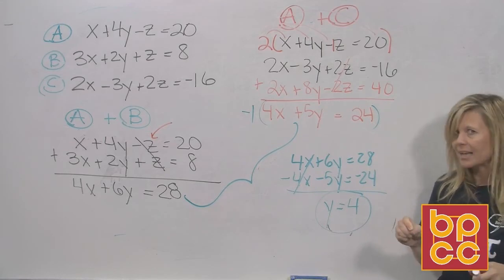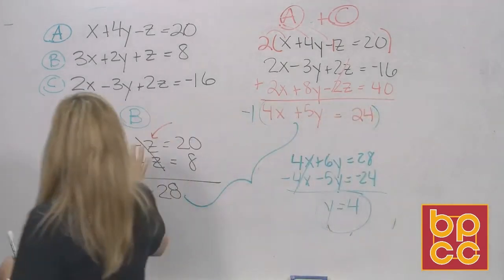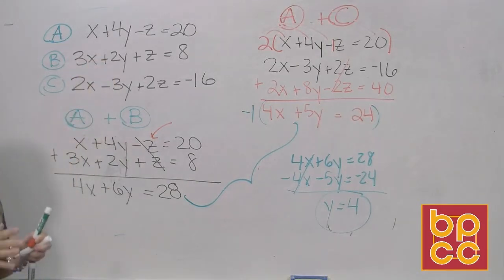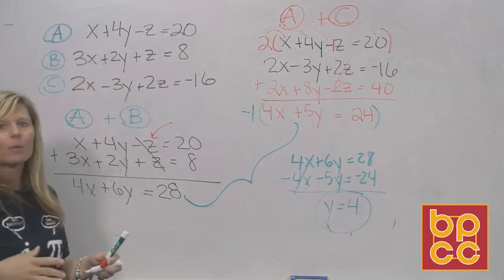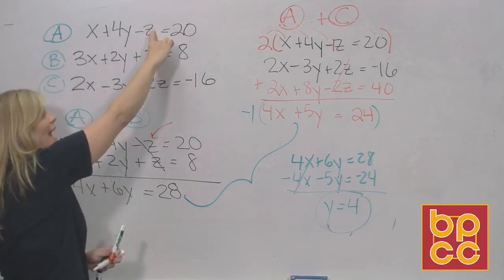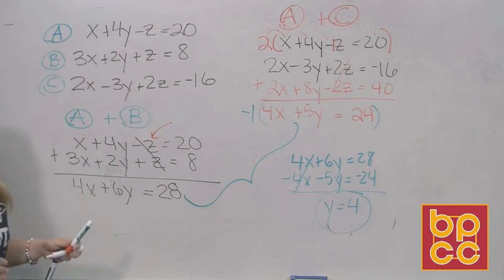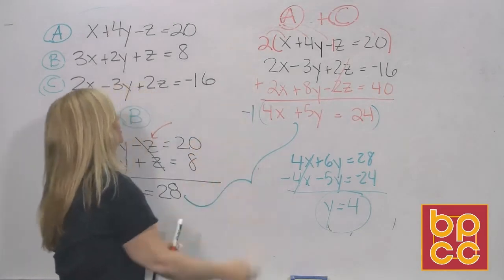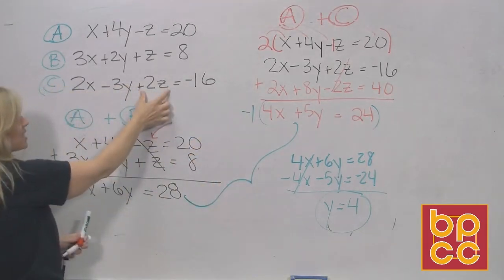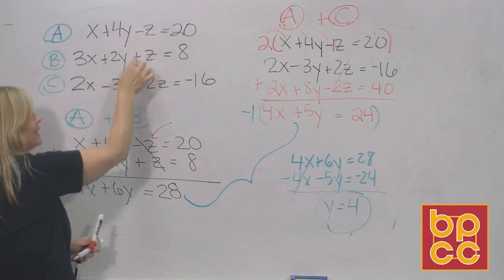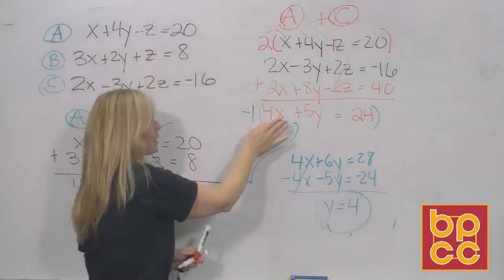So let's go through that again. How many equations were up here? 3. You can't add all 3 together at once. You pick 2. Why did we pick A and B first? Because the z's were opposites and we knew if we added them they would cancel. Then we had to pick 2 more equations and make sure what variable canceled? That's right, the z's again. So we picked C because it had a positive 2z. We picked A because it had a negative 1z, and we made these opposites, so that would cancel.